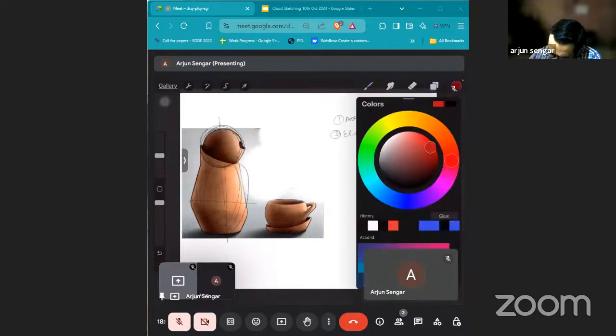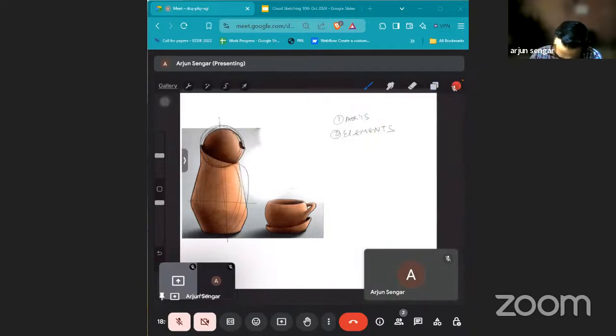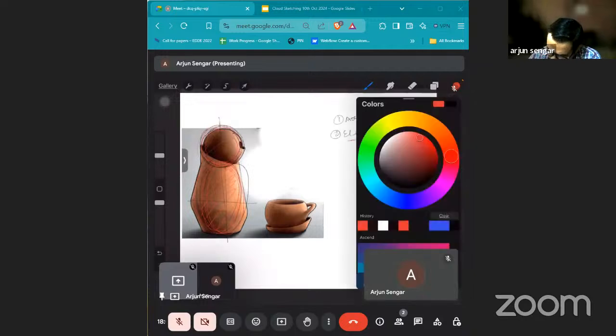Let me mark it down with a different color. I can see a spherical one and one at the bottom. These are the two elements I am talking about. It is a sphere. Don't try to achieve perfection. My request is, don't try to achieve the perfection.